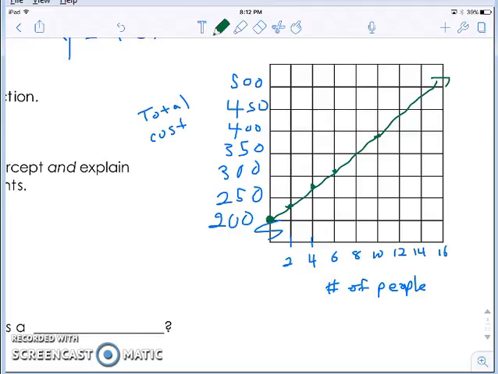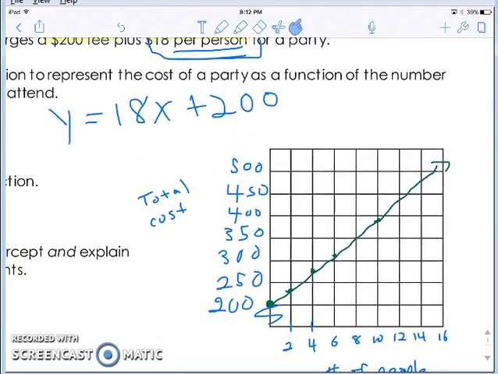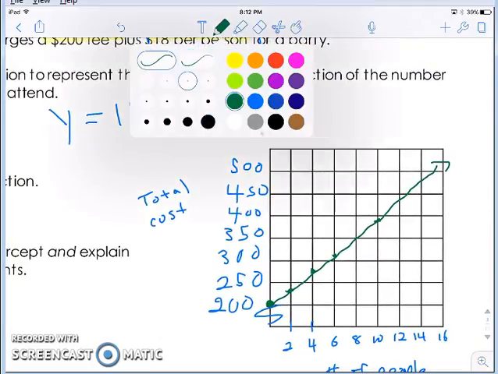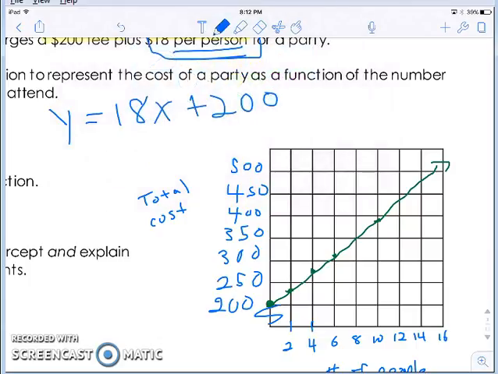And we'll need to put a title on it. Title is Cost of the Party.